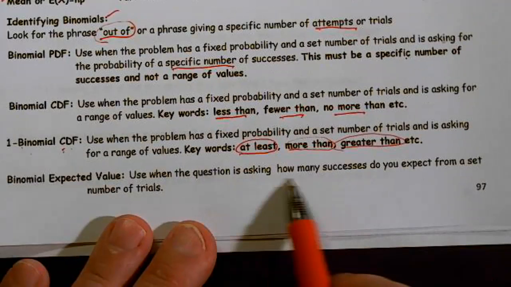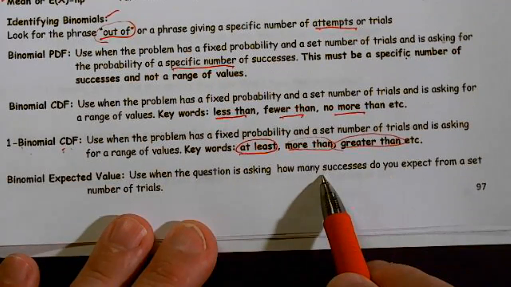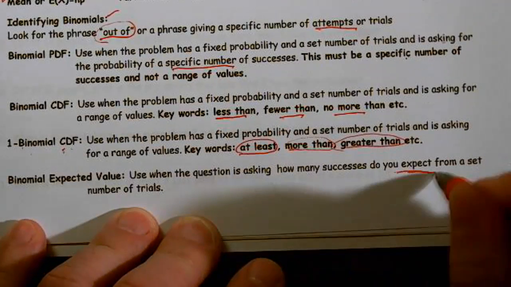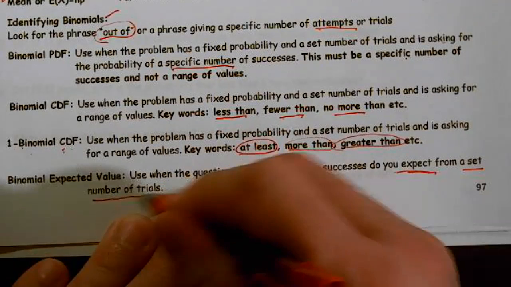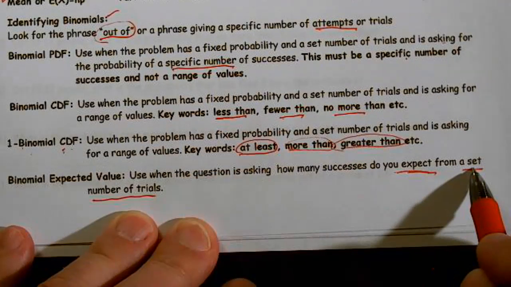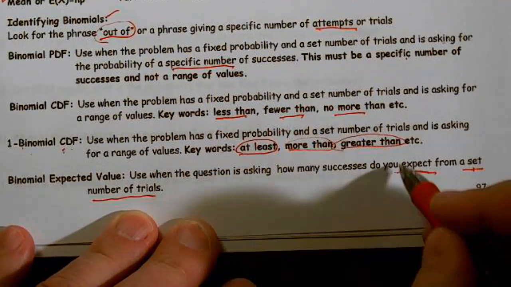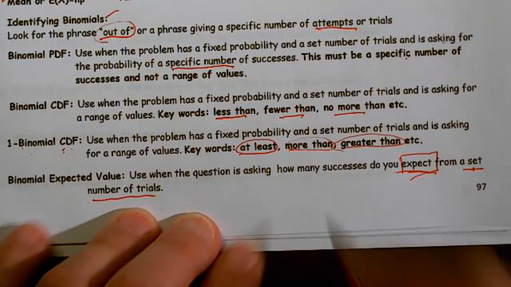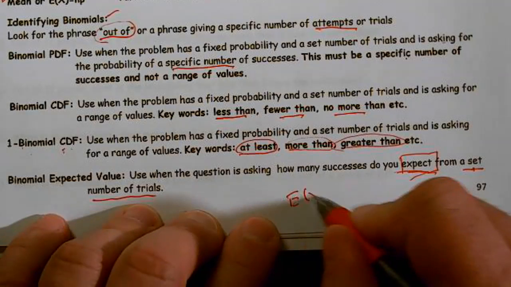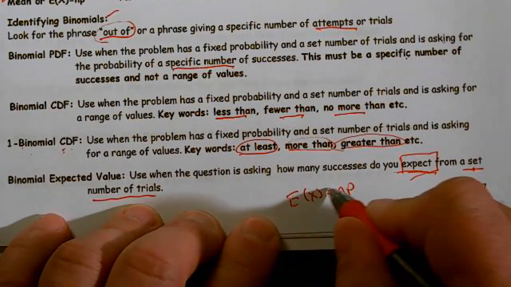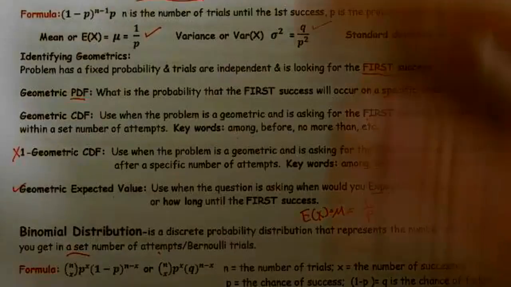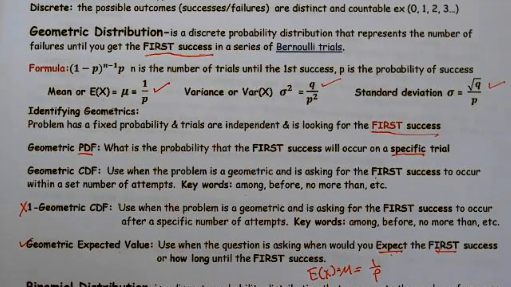Binomial expected. Usually when the question is asking how many successes do you expect from a set number of trials? So basically the set number of trials tells me it's a binomial. The word expect lets me know that it's the expected value, which means I need to use the expected value formula. Now, real quickly, I recognize that I went through this entire page of things, and that's kind of confusing.